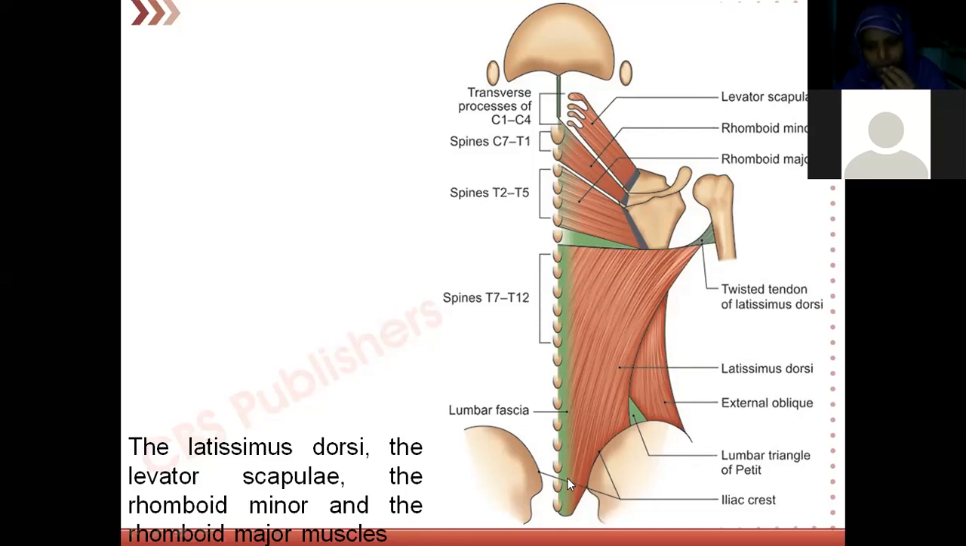That's it. Now see, this is the same bulky latissimus dorsi; you can see it is coming from the iliac crest and from the inferior angle, and then the twisted tendon is getting inserted in the intertubercular sulcus. That is the twisted tendon we are finding here.